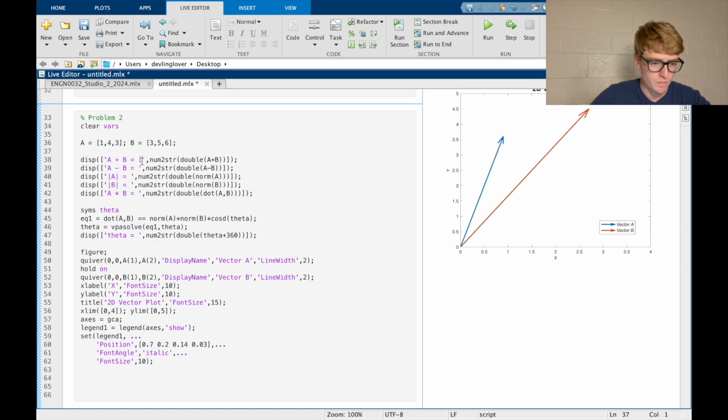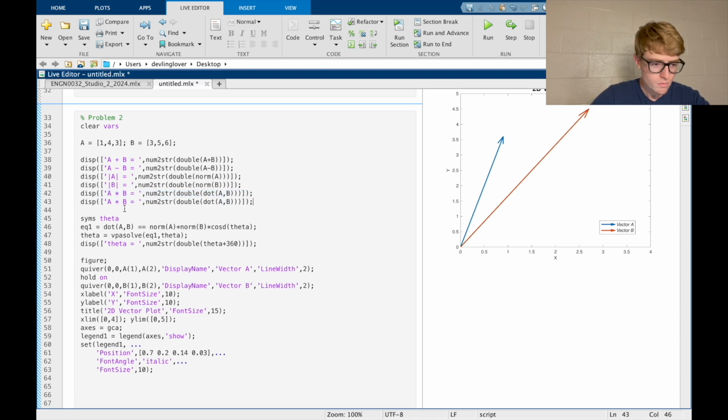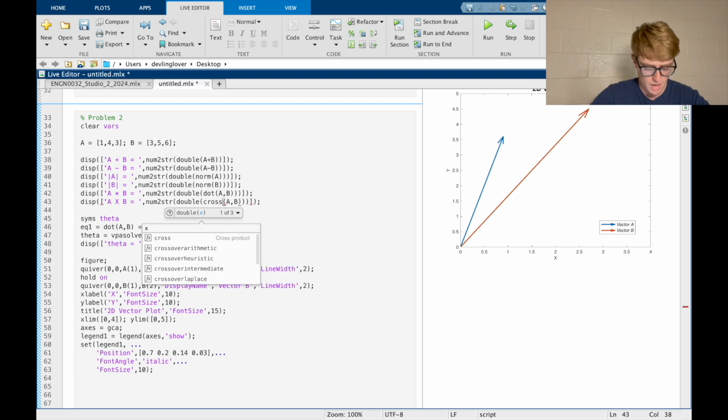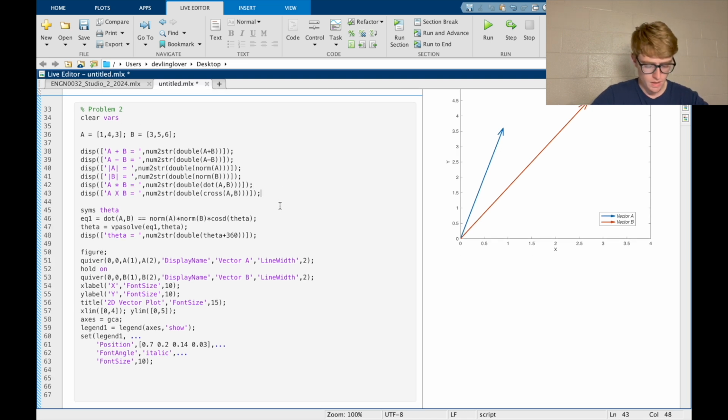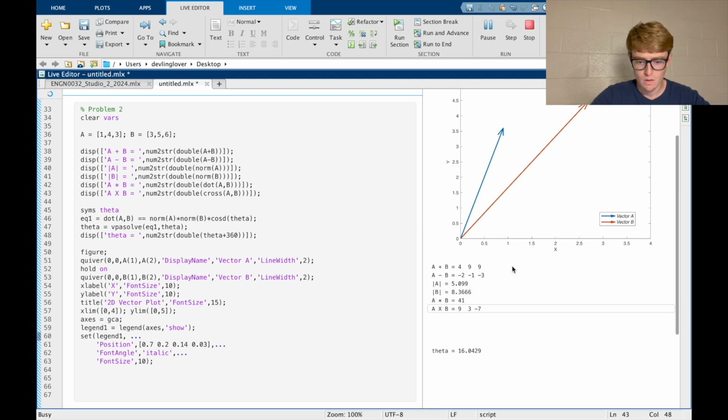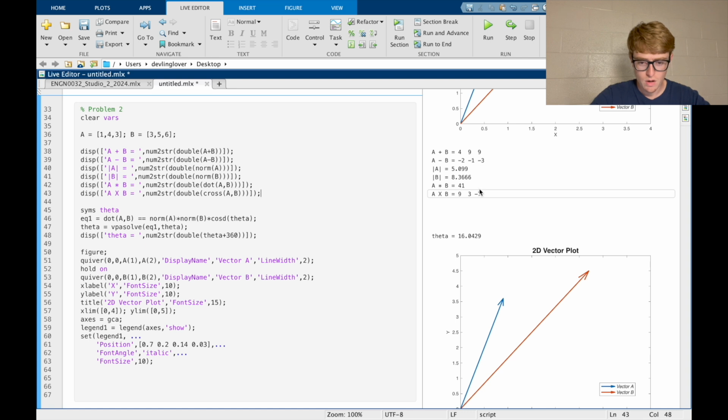So there we go. Okay, and then I'm gonna actually copy and paste this and we're gonna do cross product. I'm gonna say A cross B is equal to, and in MATLAB, the function is cross. And you just pass in the two vectors just like we did for dot product. And that's pretty much it. So that should give me the cross product of those. And here we can run this section. And you can see it spits out all of this nice stuff.